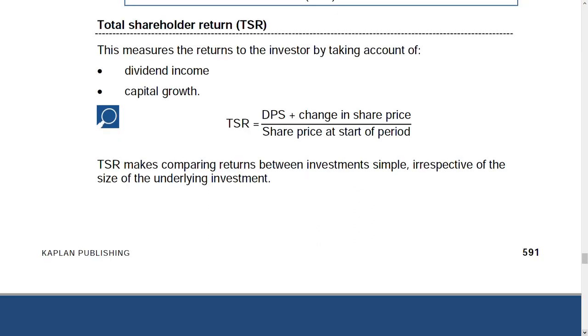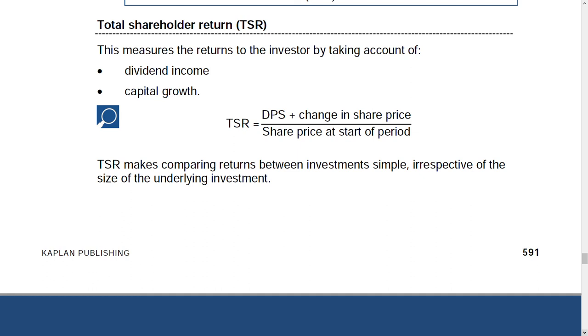Next, total shareholder return, and this is the last for this. So this measures the return to the investor by taking account of what? Dividend income and capital growth. I've told you, the word total includes two things. One is dividend income, one is capital growth.